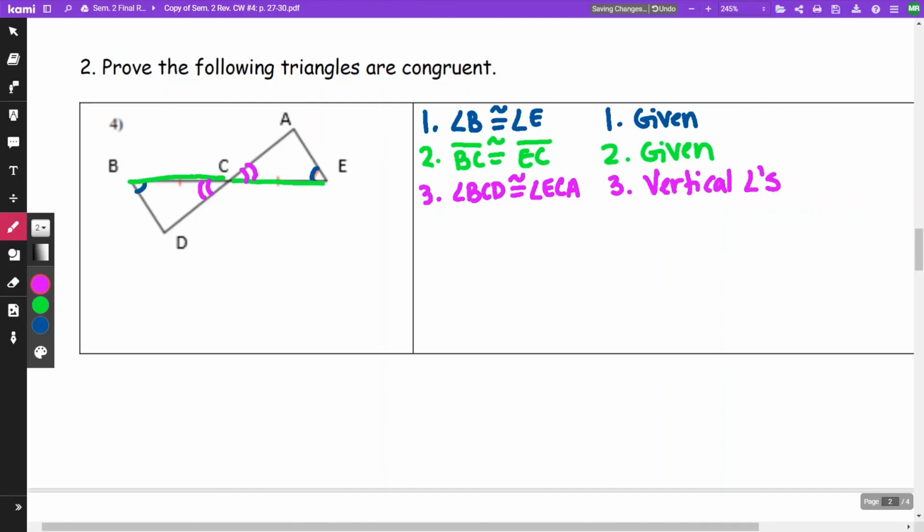Now that I have these three, I am going to know that these triangles are congruent because of angle, side, angle. So my next line, I am going to say that triangle, and let's say I call this one BCD, is going to be congruent. B corresponds with E, C corresponds with C, and D corresponds with A. And my reason, angle, side, angle.